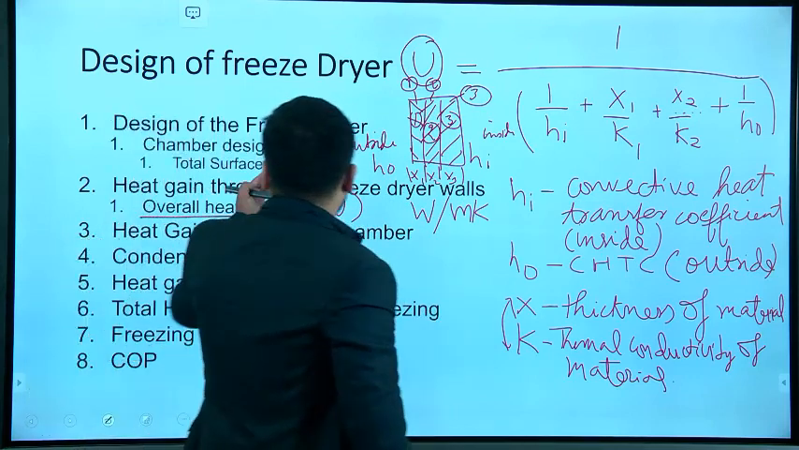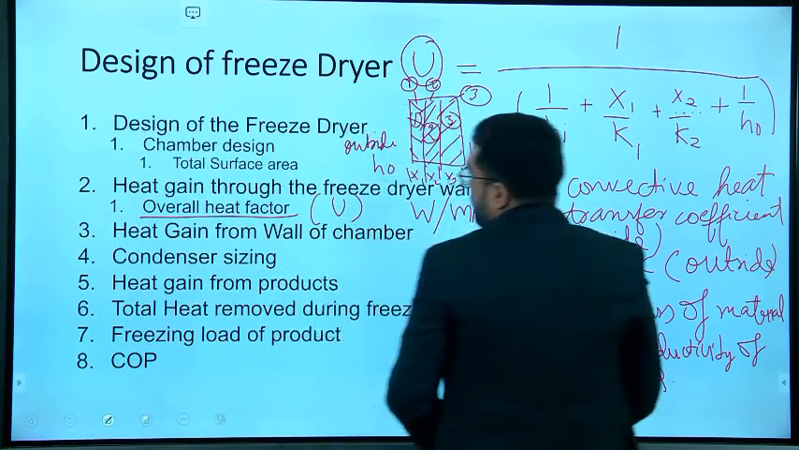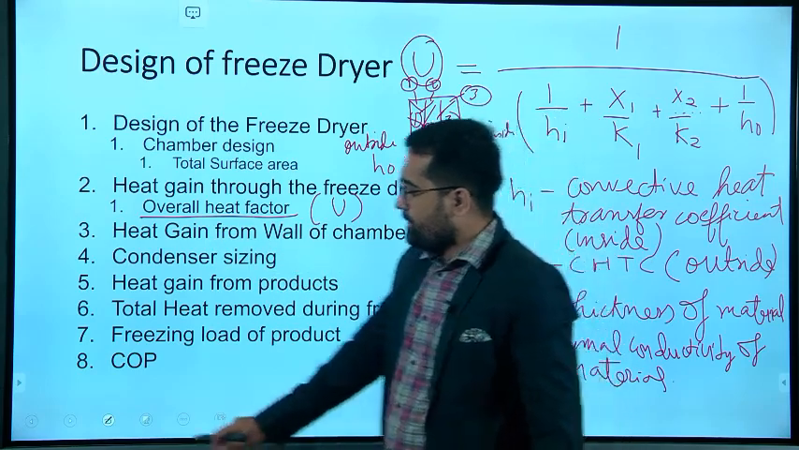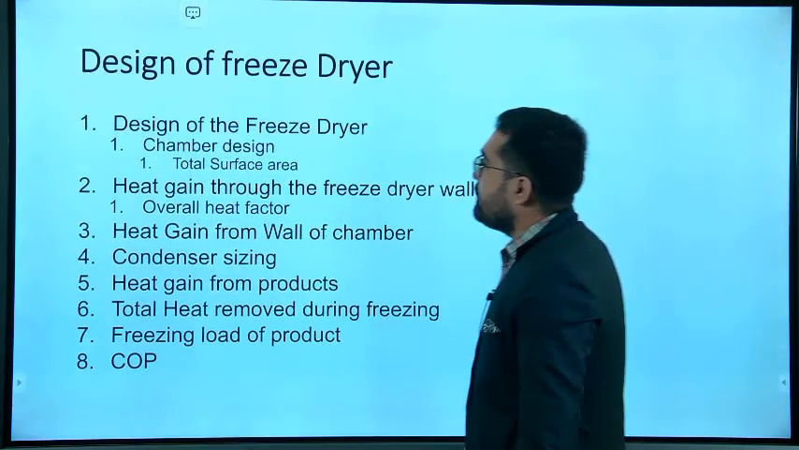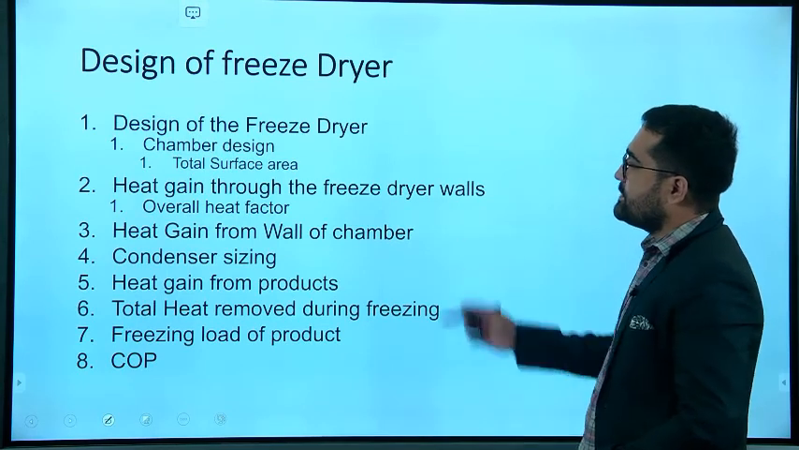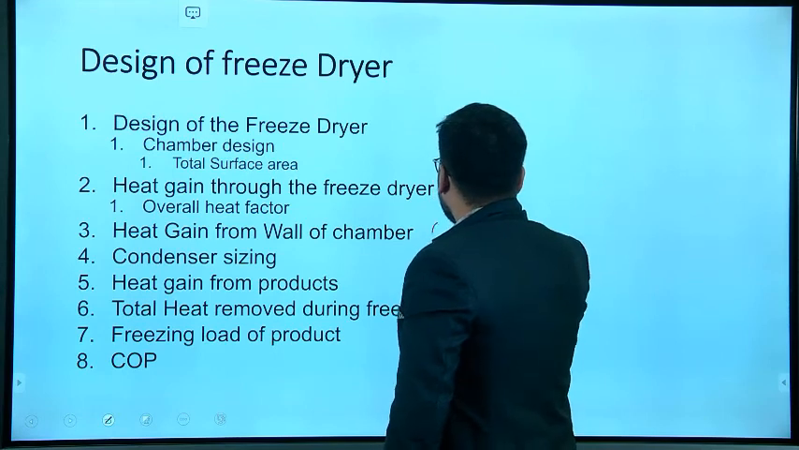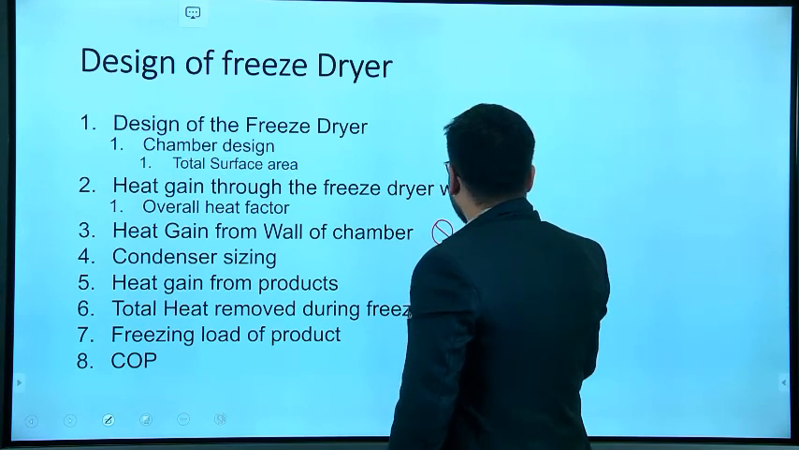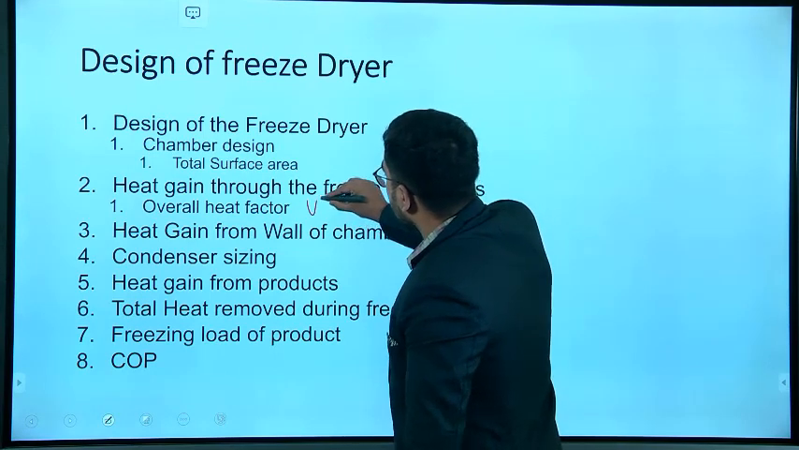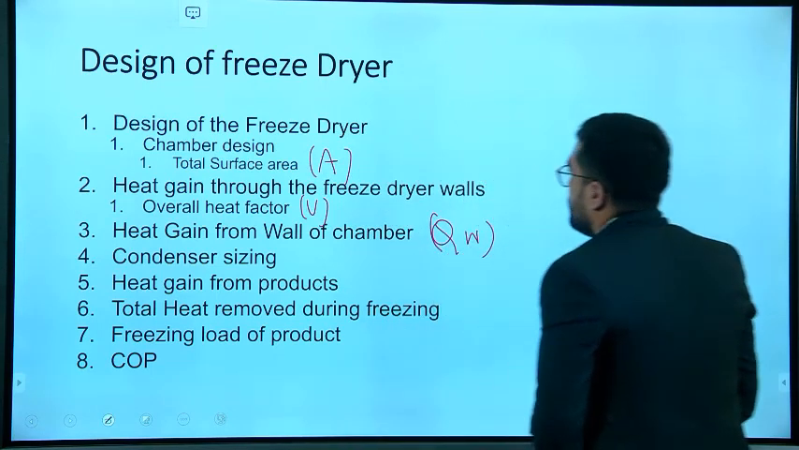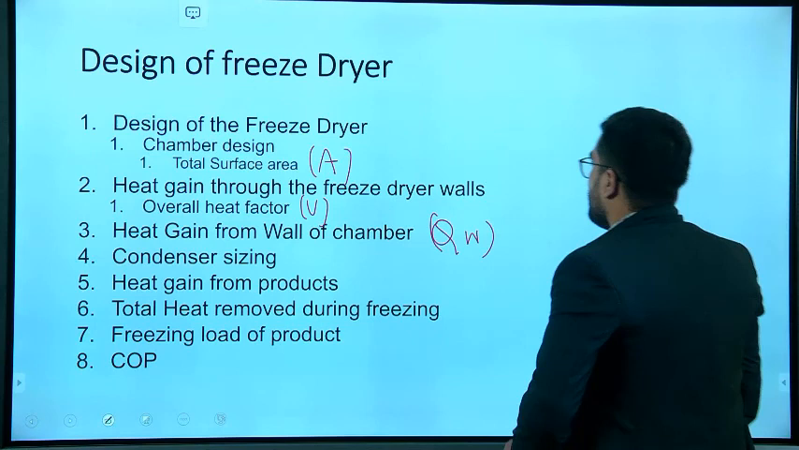After finding out U, what do we find out? We find out the heat gain from the wall, or the heat loss during the operation, which is the same. So this is a simple one, heat gain from the wall, which will be defined by QW. This is U, we have already found out. This is A, already done.